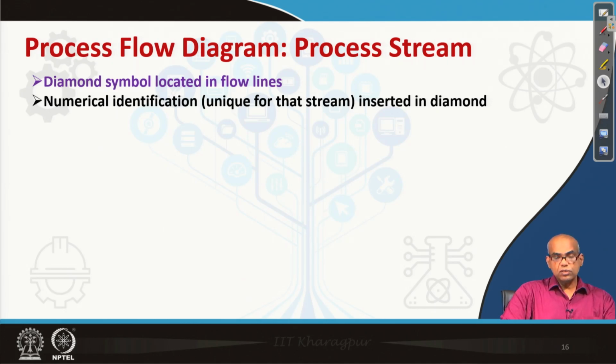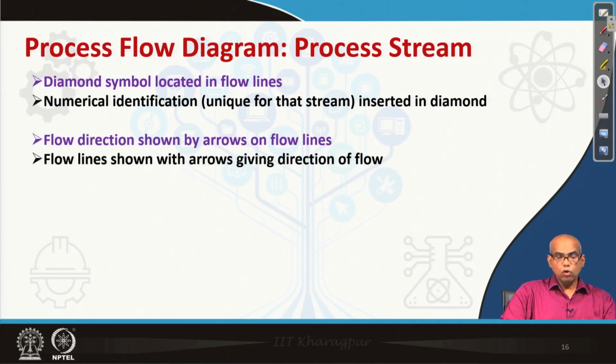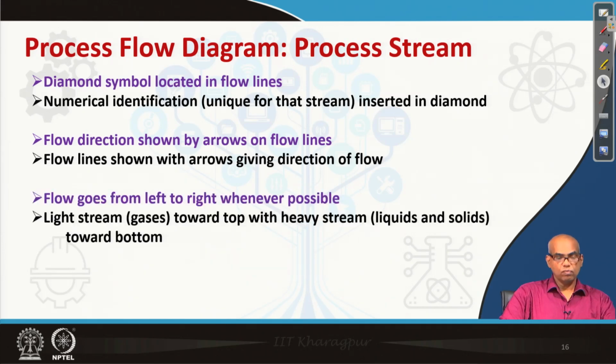The diamond symbols are located in the flow lines. Numerical identification is there for each process stream. It is unique for that stream, and this number is inserted in the diamond symbol. Flow direction is shown by arrows on flow lines. Flow lines are shown with arrows giving direction of flow.